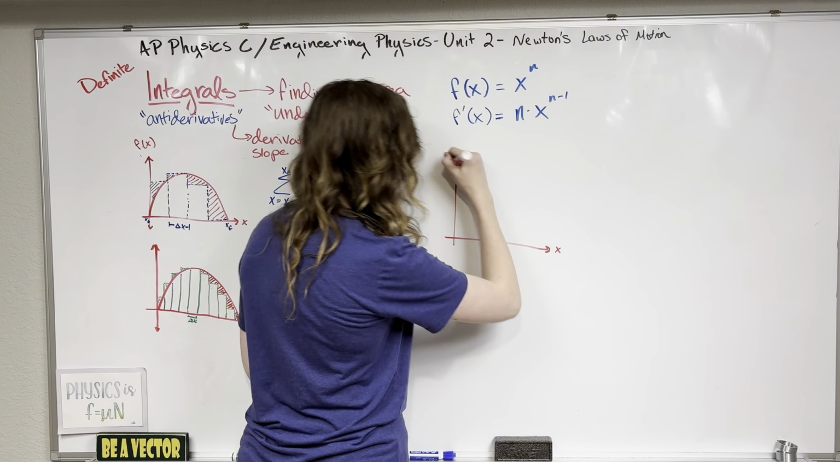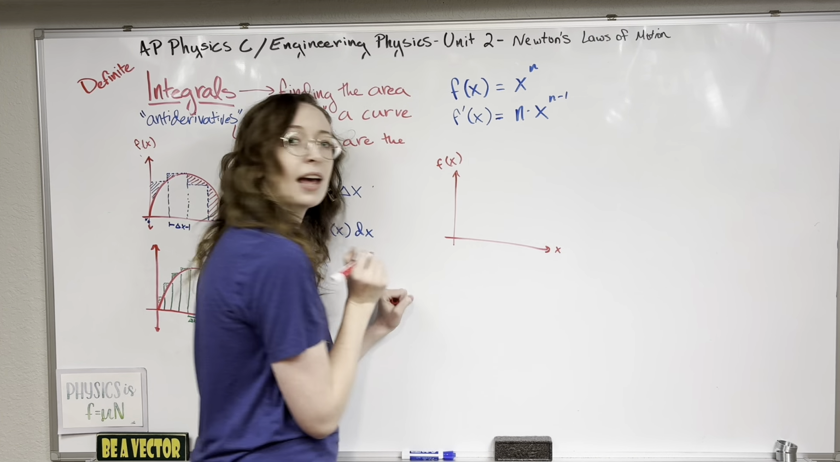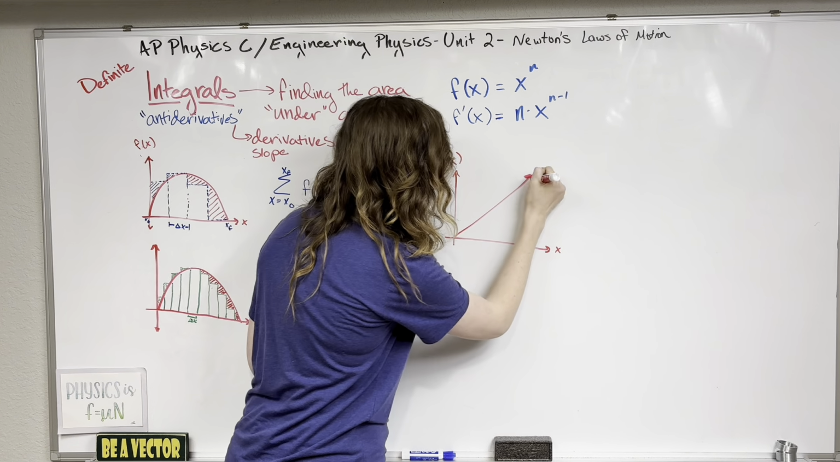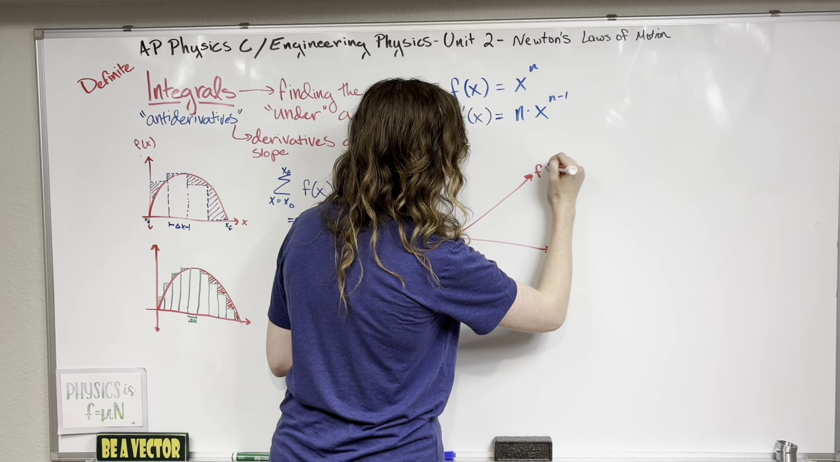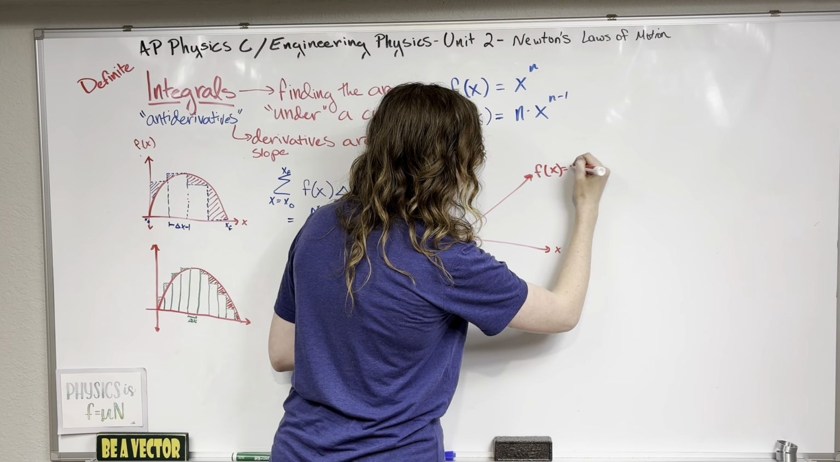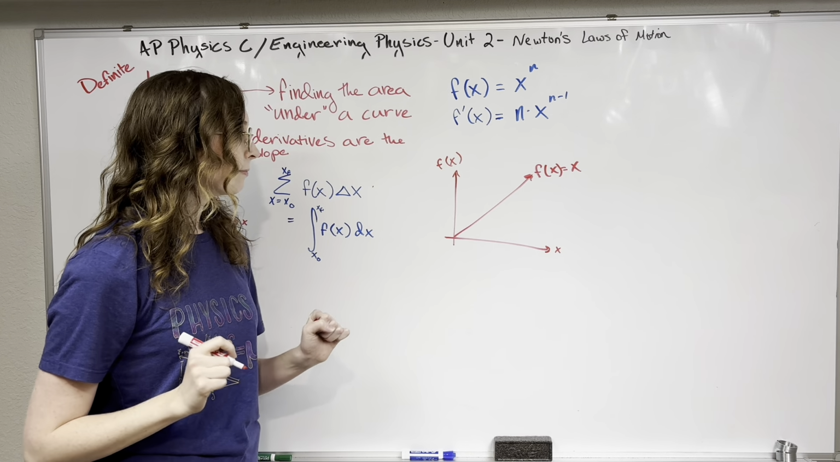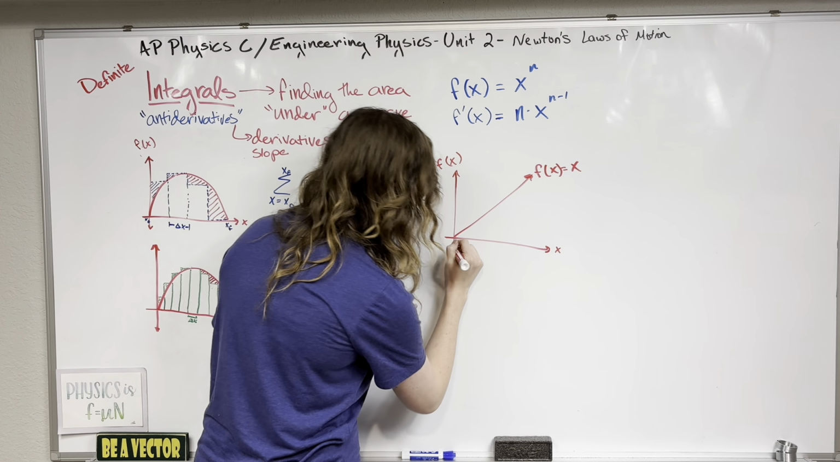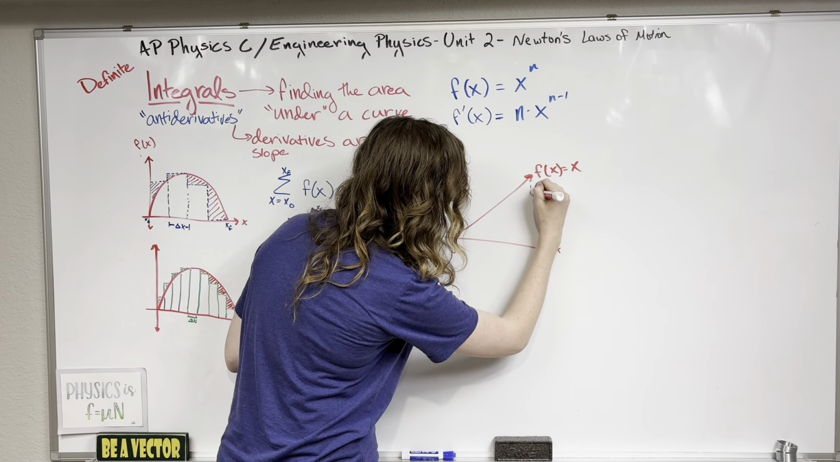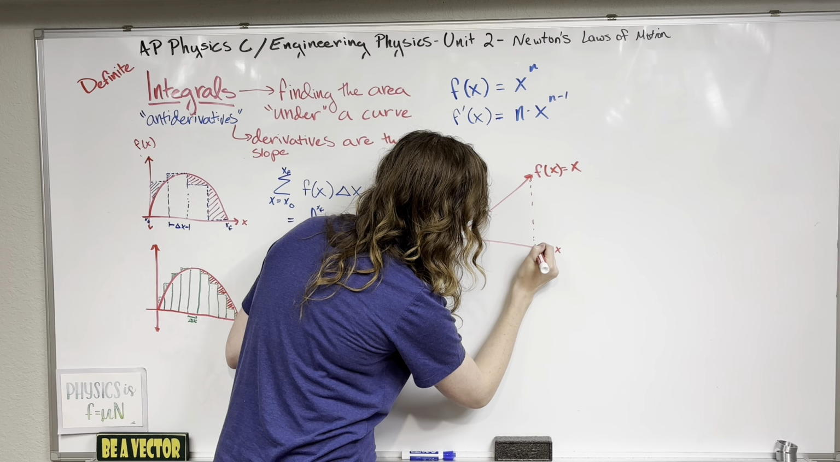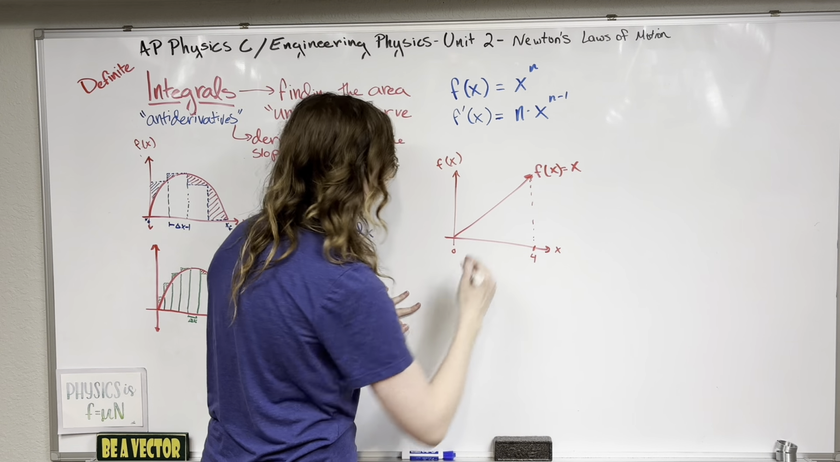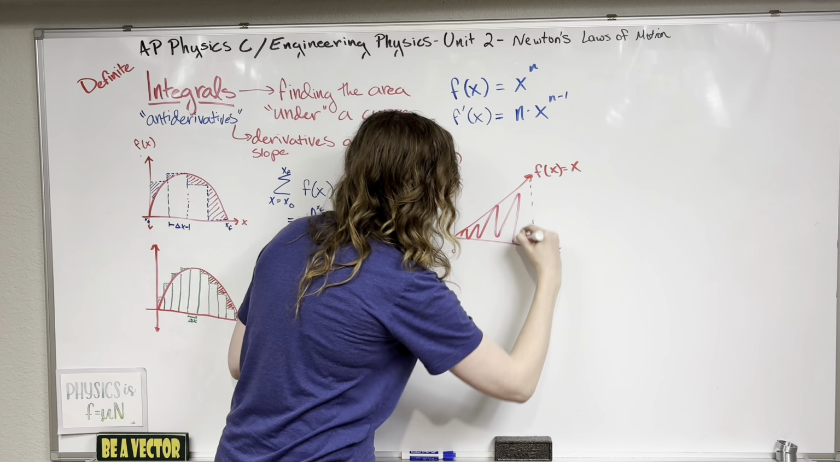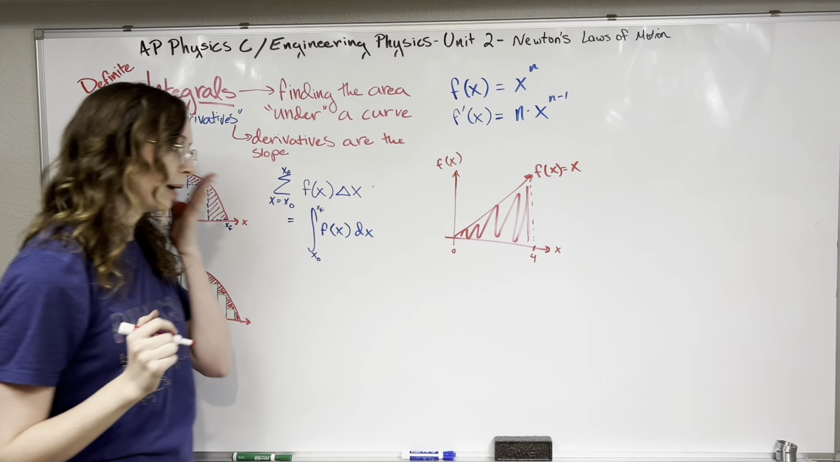I say here I have x, here I have f of x, and then my graph is just a lovely, nice line where f of x is equal to x. Okay, and I want to find the area underneath this graph, starting at 0 and going all the way to here. So say x equals 4. And I want to find this area here, this area under my curve.